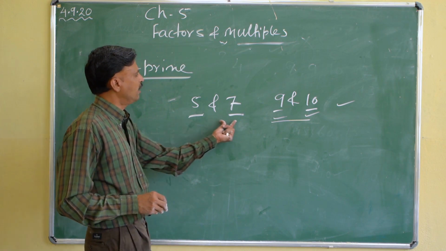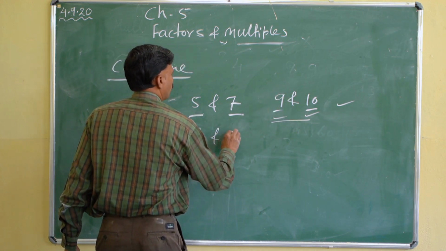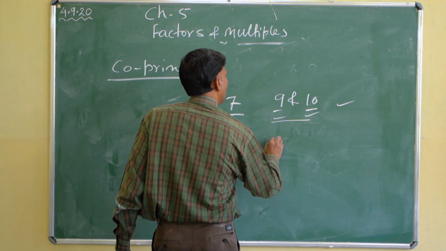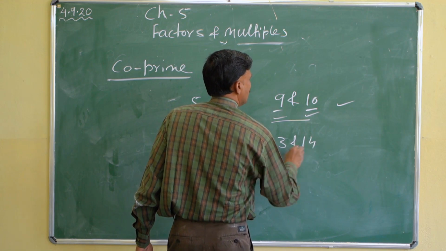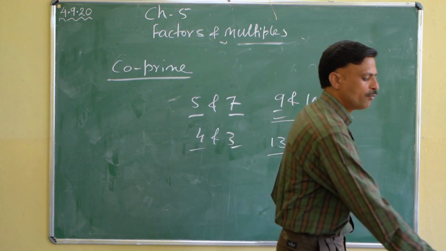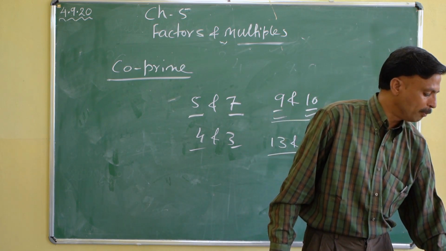You can take 3 and 5, or 5 and 7. You can take other numbers like 4 and 3 also. These are co-prime numbers. You can take other examples like 13 and 14. These are co-prime numbers. So a pair of numbers, if they do not have a common factor, is called co-prime.